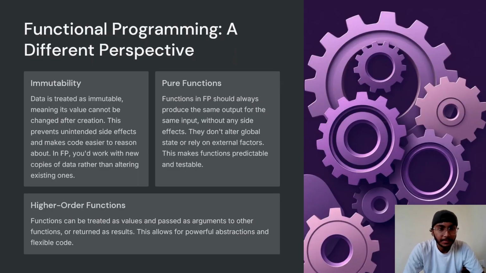Functional programming, a different perspective. Immutability. Data is treated as immutable, meaning its value cannot be changed after creation. This prevents unintended side effects and makes code easier to reason about. In FP, you work with new copies of data rather than altering existing ones. Pure functions. Functions in FP should always produce the same output for the same input without any side effects. They don't alter global state or rely on external factors. This makes functions predictable and testable. Higher order functions. Functions can be treated as values and passed as arguments to other functions or returned as results. This allows for powerful abstractions and flexible code.